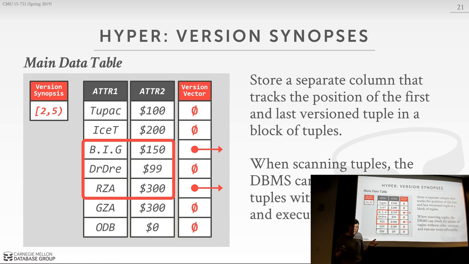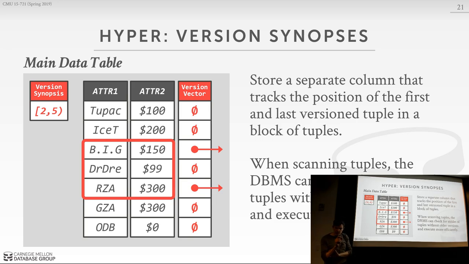Again, the idea here is that we want to be able to find long strides of tuples where the version vector is null, and so therefore we don't have to check this, and that'll make our queries run much, much faster. Again, think of getting down to instruction level optimizations or cache level optimizations. That's one of the big things we're going to focus on when we talk about analytical queries.